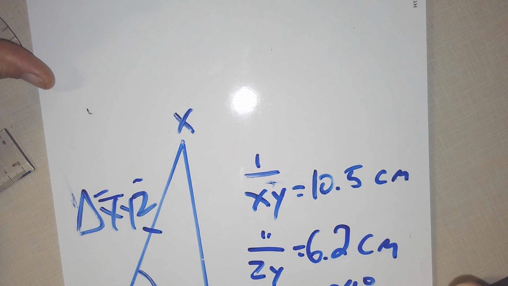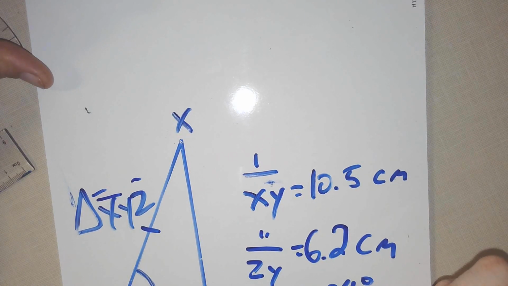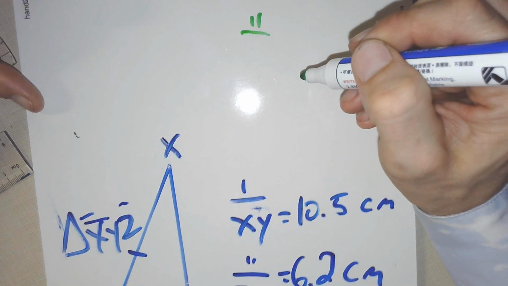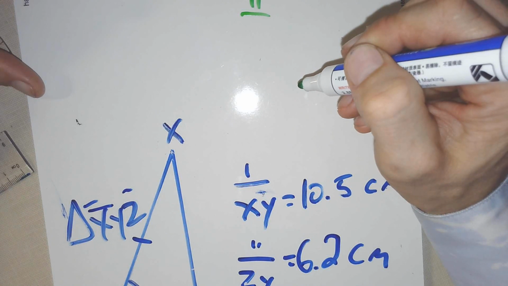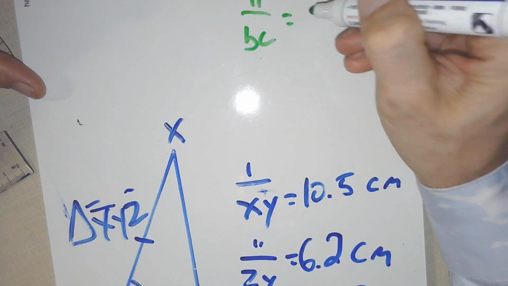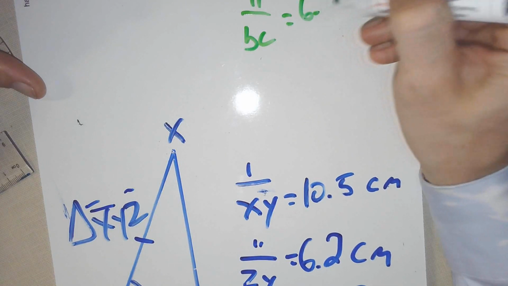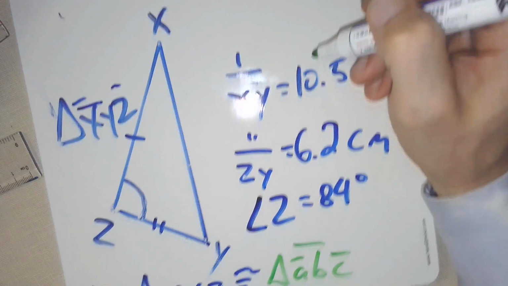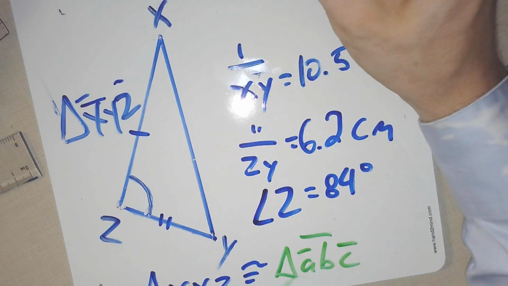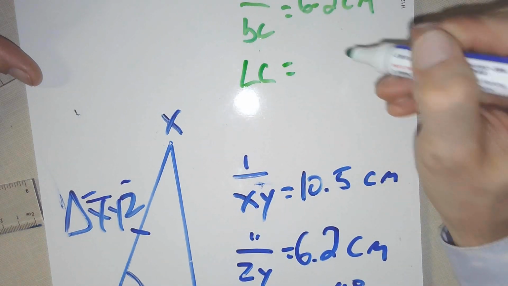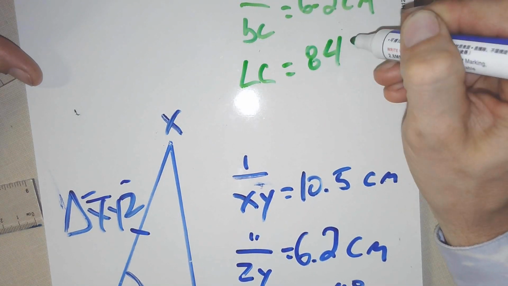It's going to be the same as Z and Y, right? Z and Y, same thing as Y and Z, and that's going to be 6.2. So that's going to be my B and C, and that's going to be 6.2 centimeters, and then my Z is going to be the same as my C angle, and that's going to be 84 degrees.